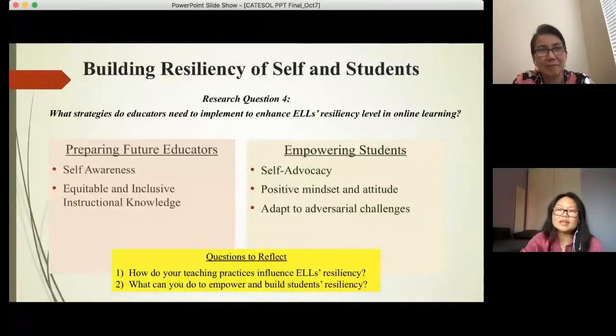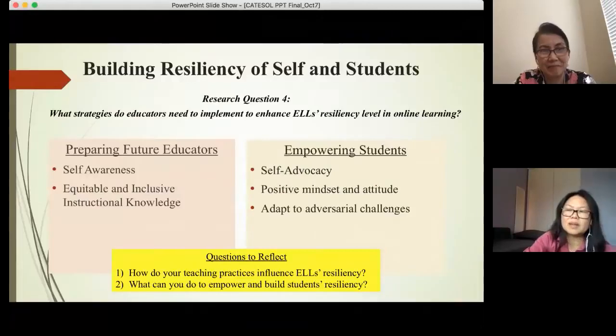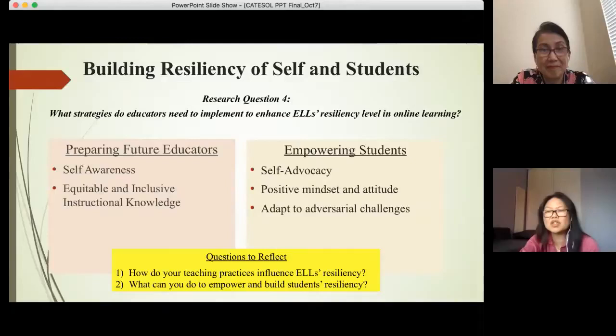Now, in light of the pandemic, educators are compelled to find solutions to empower their students and strengthen their own resiliency. Now, one way to prepare future educators is through the teaching of self-awareness of their own preconceived biases, microaggressions, and expectations in order to recognize and break down barriers of systemic racism in education.